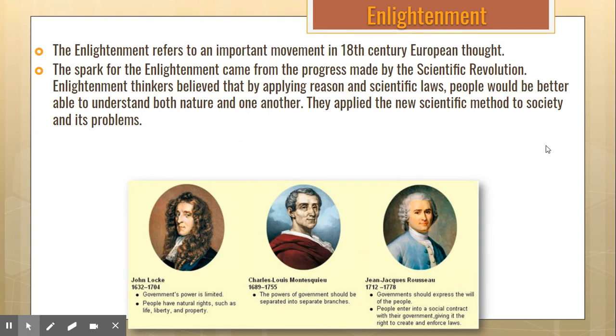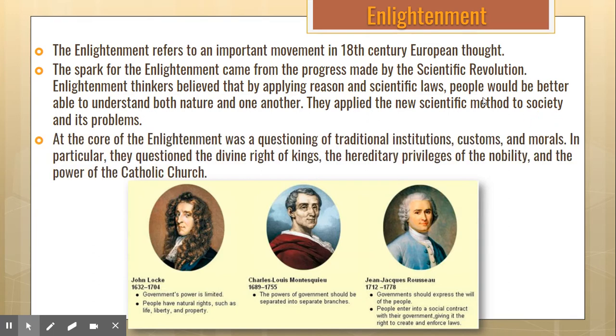So they thought that kings and things like that were the problems. So they were going to use scientific method to figure out these problems. So at the core of the Enlightenment was the question of traditional institutions, customs, and morals. In particular, they questioned the divine right of kings. They questioned the hereditary privileges of the nobles, to where you're born a noble and you're always going to be a noble no matter what, and the power of the Catholic Church.